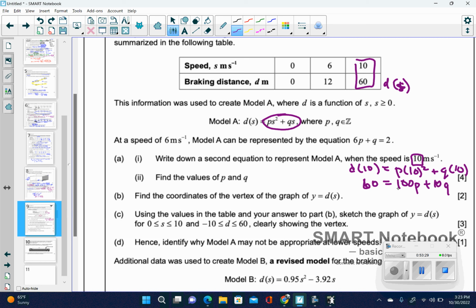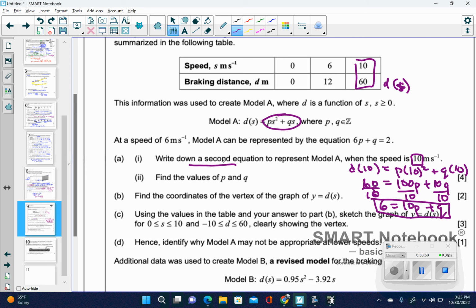We can see that everything here can be divided by 10. So let's divide all of those by 10, just to simplify our model. So 6 is equal to 10P plus Q. That right there is going to be our answer for part A1.